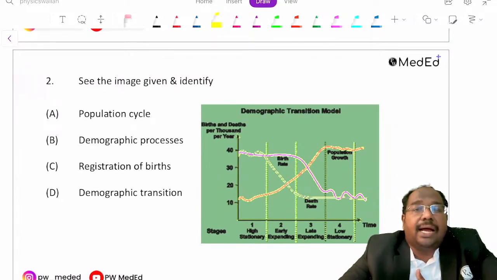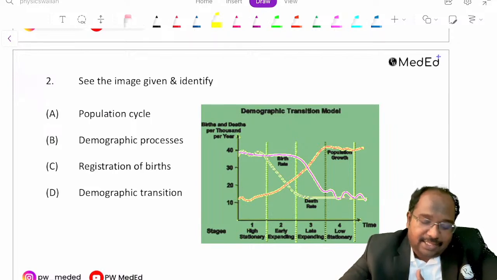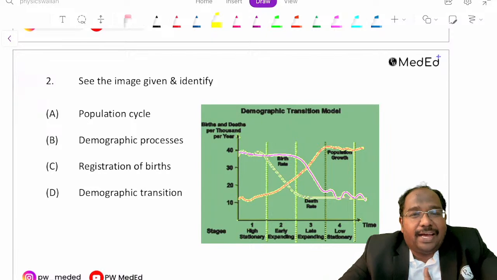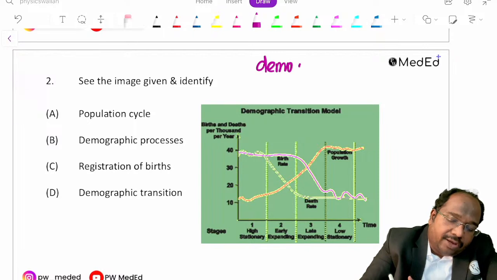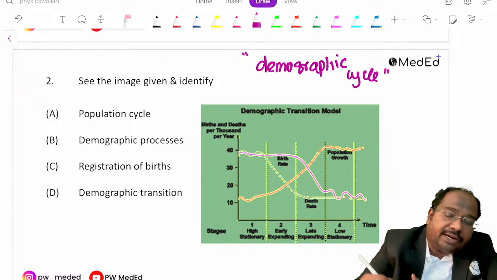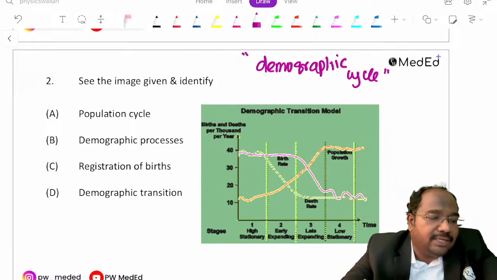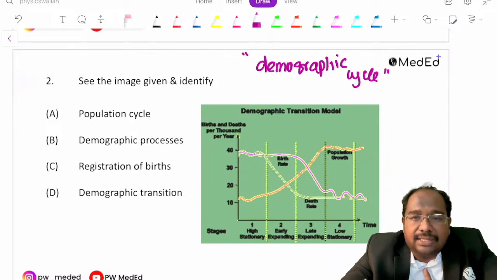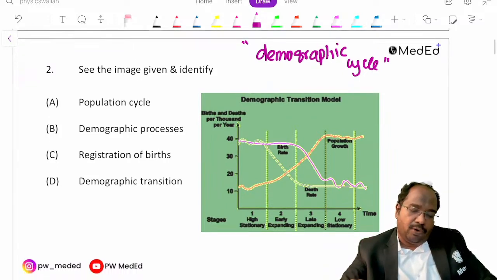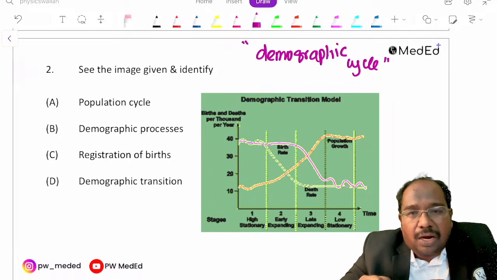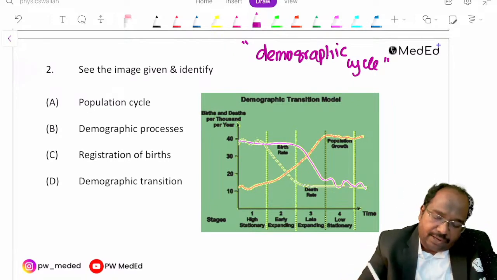See the image and identify what it is. What is this? Okay, this is actually the demographic cycle. All the countries in the world go through this cycle, guys. Now here in the demographic cycle, it is based on birth rate and death rate. One is birth rate and the other is death rate.